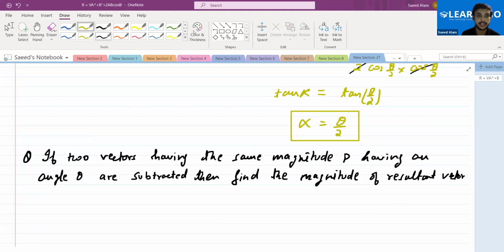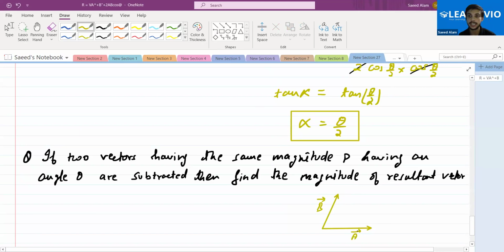Then try to do it on your own while I'm drawing the expression and the figures here. Try to do it. A is somewhat this and B is somewhat this. This time we'll use the formula that we had derived today. That is, instead of plus cos theta in the end, we will take minus cos theta because we are subtracting here.